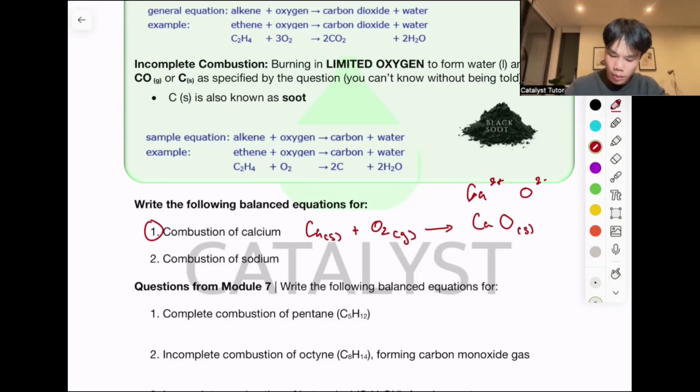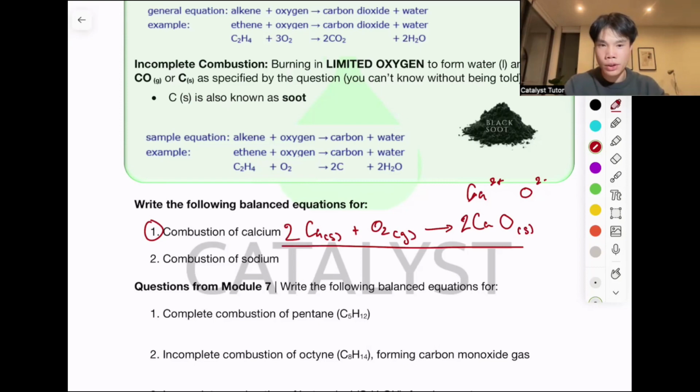And then balancing the numbers, we have too many oxygens, so we put a 2. And we have now too many calciums on the right, so we put a 2. And I would get this in the end with the states. So for this particular reaction, the oxide you're going to get is going to be solid. That's something you remember from now on. When you combust a metal, the oxide that you get is going to be solid.